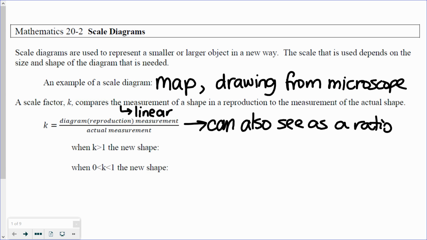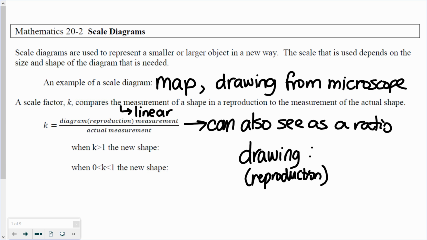And so that's a big thing on maps, right? This is a 10:1 drawing or something like that. So that is the way that the ratio will be written, is your drawing or whatever your reproduction is, so ratio, you have a colon there, to the actual measurement.